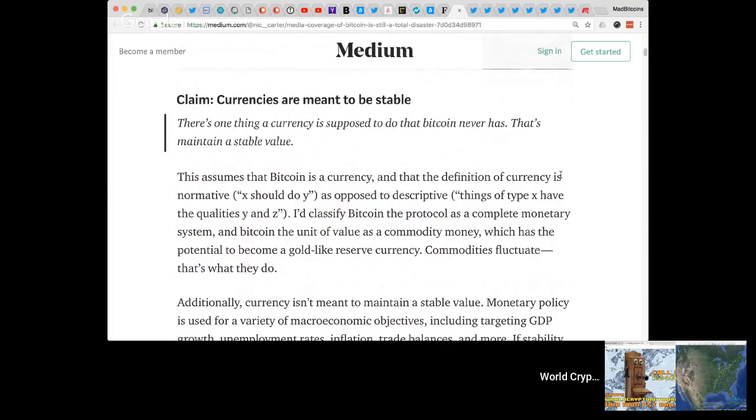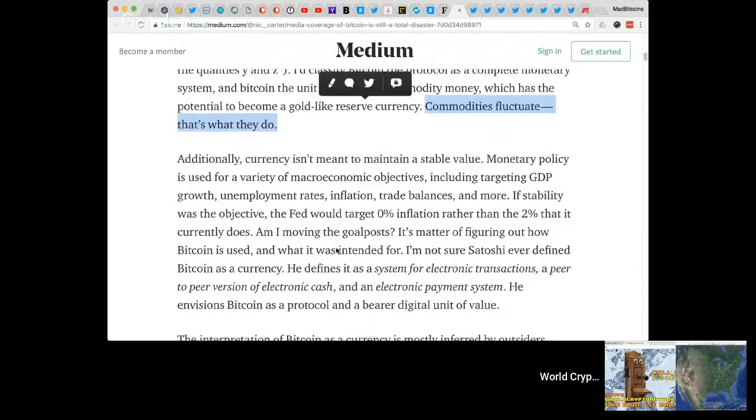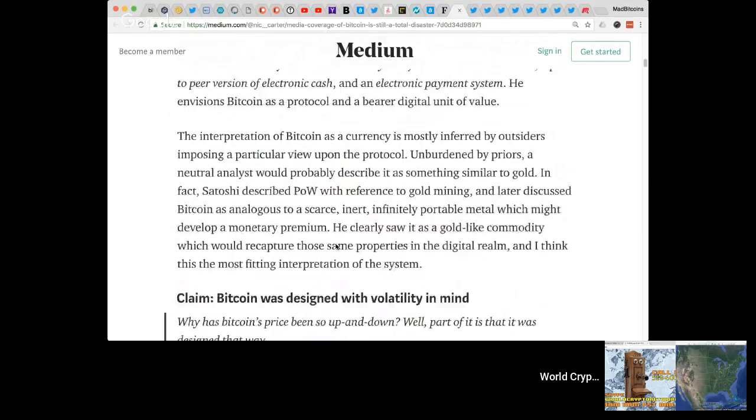The first claim: currencies are meant to be stable. There's one thing that a currency is supposed to do that Bitcoin never has: maintain a stable value. As the author responding says, this assumes that Bitcoin is a currency, and the definition of currency is normative, X should do Y, as opposed to descriptive, things of type X have qualities Y and Z. I'd classify Bitcoin, the protocol, as a complete monetary system, and Bitcoin, the unit of value, as commodity money, which has the potential to become a gold-like reserve currency. Commodities fluctuate. That's what they do. Currency isn't meant to be a stable value. Currency moves all over the place, and so on.